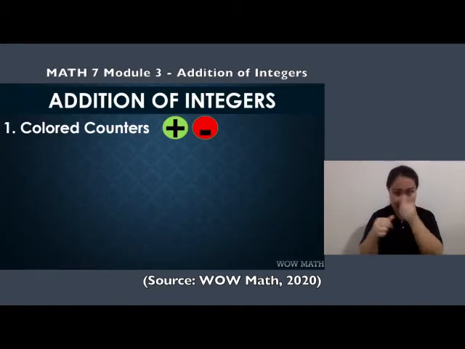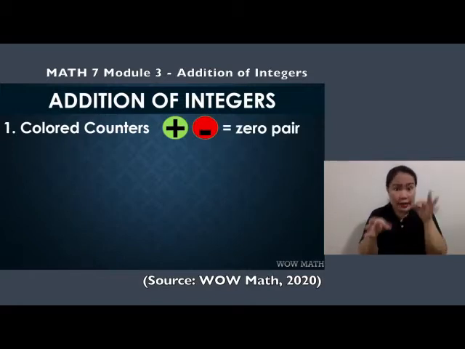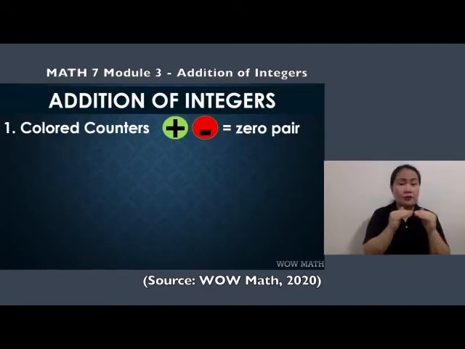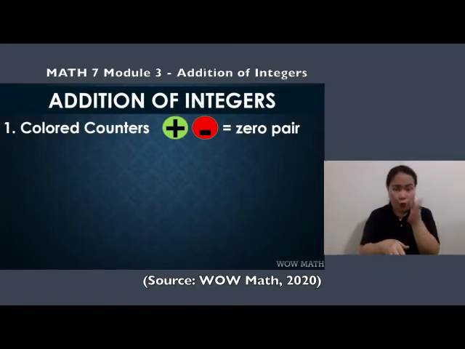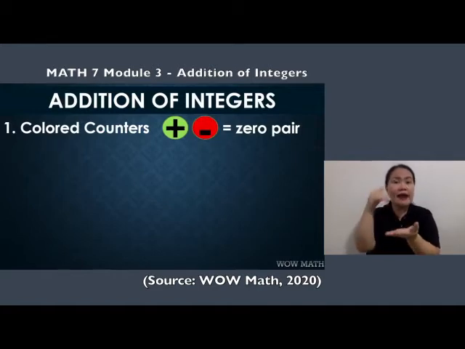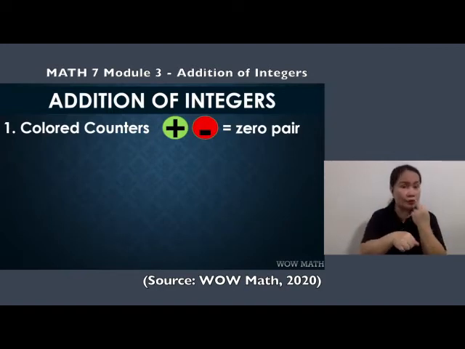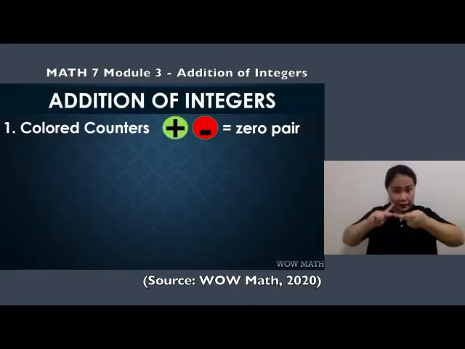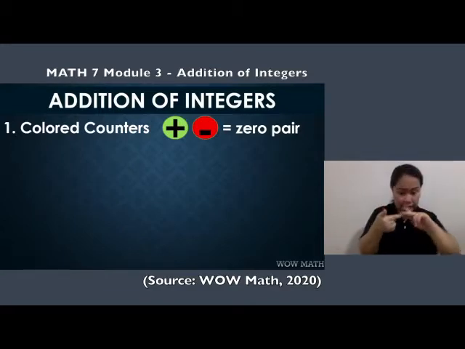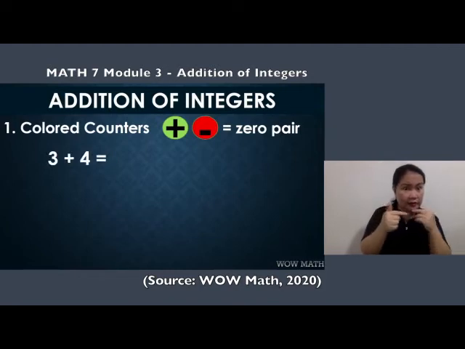Okay, now remember that for every positive and negative pair, that is equivalent to 0. So ulitin ko, kapag nagkaroon ka ng isang green at isang red na pair, that is equivalent to 0. So ibig sabihin, wala na siyang value. Okay, let's have an example. So again, our representation for positive integer is green. For negative integer, we will use red. And for every pair, meron kang isang green at meron kang isang red, that is equivalent to 0. Okay? Let's have an example.